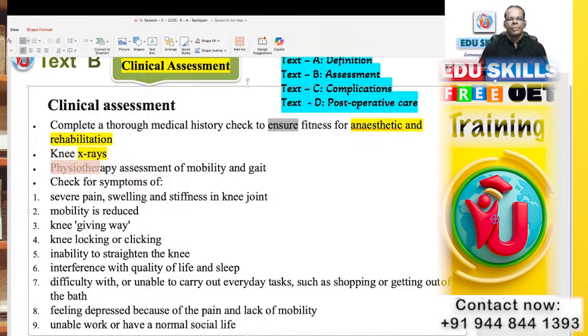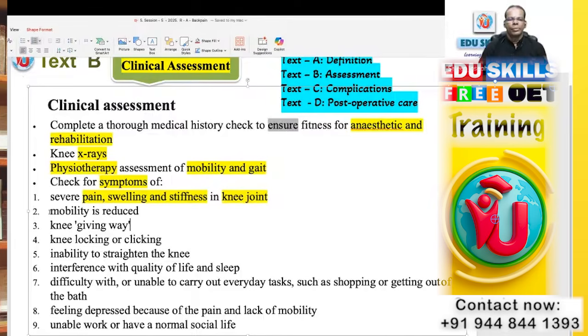Physiotherapy. Mobility and gait. Check for symptoms: pain, swelling and stiffness. All these symptoms. Knee joint. What is knee joint? It is a body part, the name of the body part.